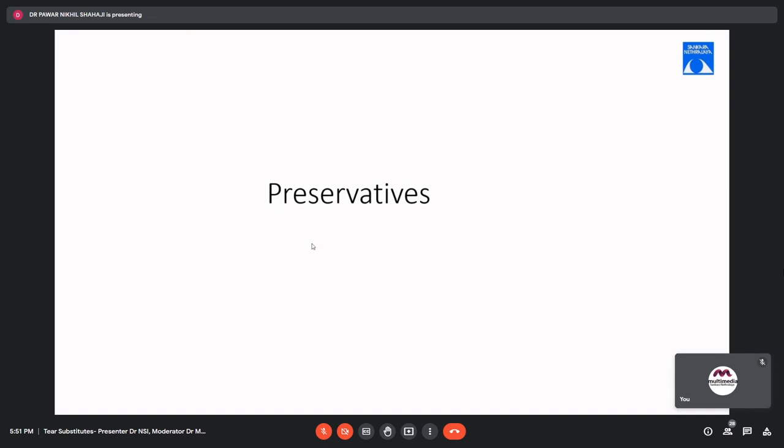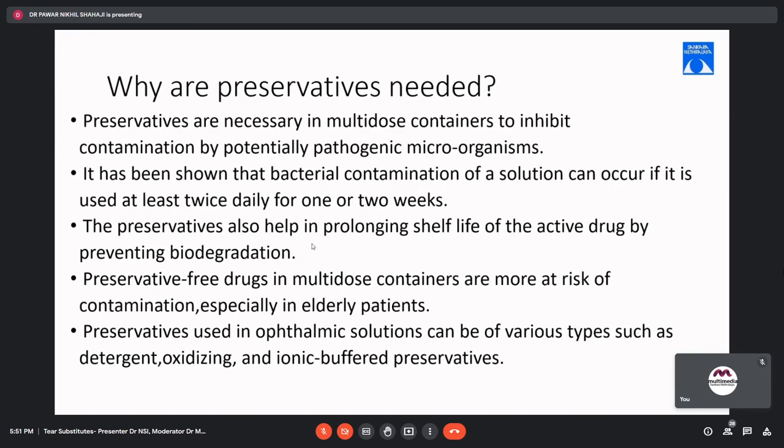The third part is preservatives. These are necessary in multi-dose containers to inhibit contamination by potentially pathogenic microorganisms. Bacterial contamination of a solution can occur if it is used at least twice daily for 1 to 2 weeks. The preservatives also help in prolonging the shelf life of the active drug by preventing biodegradation. Preservative-free drugs in multi-dose containers are more at risk of contamination, especially in elderly patients.